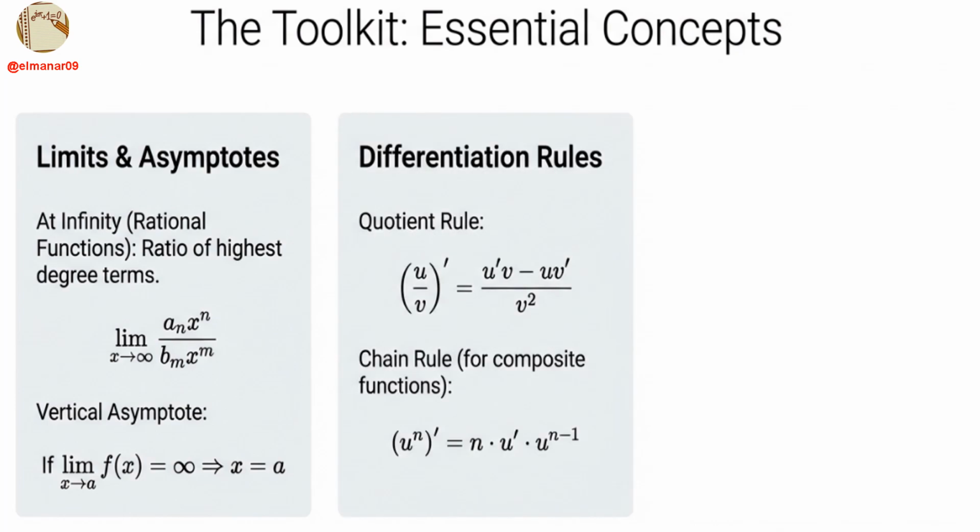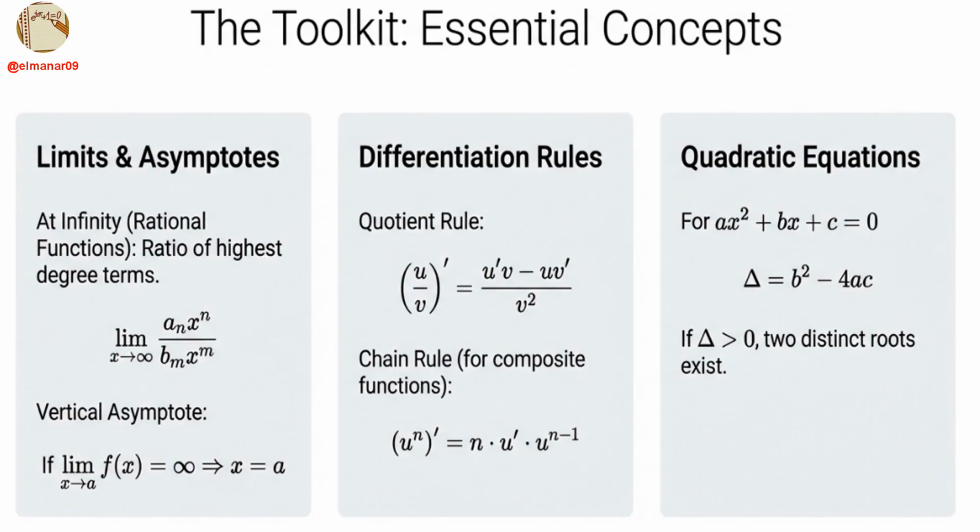Now move your eyes to the center, differentiation rules. This is where the real magic happens. We've got the quotient rule for when functions are stacked on top of each other. Remember the rhythm, u prime v minus u v prime, all over v squared. Don't mess up that minus sign or you're going to have a bad day. And right below it, the chain rule for composite functions. When you have a function u raised to a power n, you bring that n down, keep the u to the n minus 1, but, and this is the part where people trip up, you must multiply by the derivative of the inside, that u prime. It's the secret sauce, don't forget it.